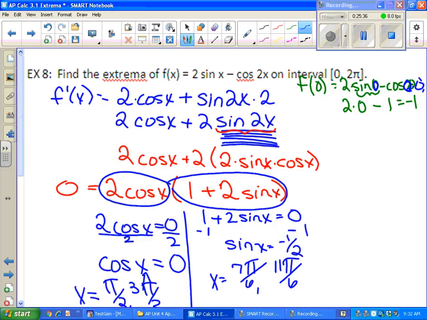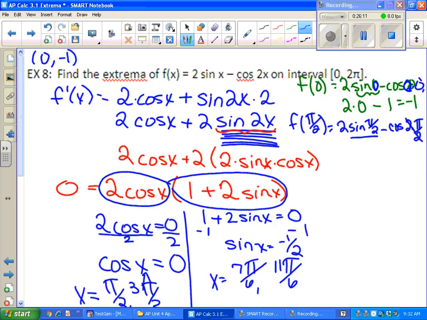So far we have a point, 0 and negative 1. We're going to repeat that. The function at pi over 2: 2 times sine of pi over 2 minus cosine of 2 times pi over 2. Before I take cosine, what's going to happen with 2 times pi over 2? The 2's are going to cancel. Okay, what's sine of pi over 2? It's 1, right? It's the y-coordinate.